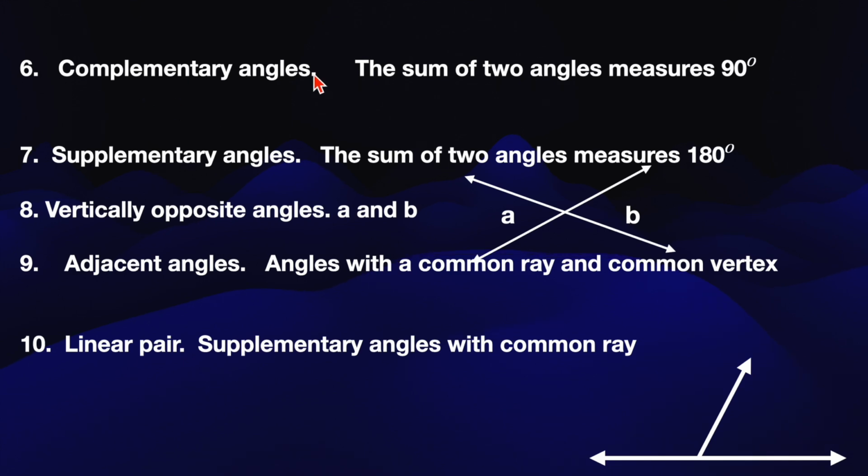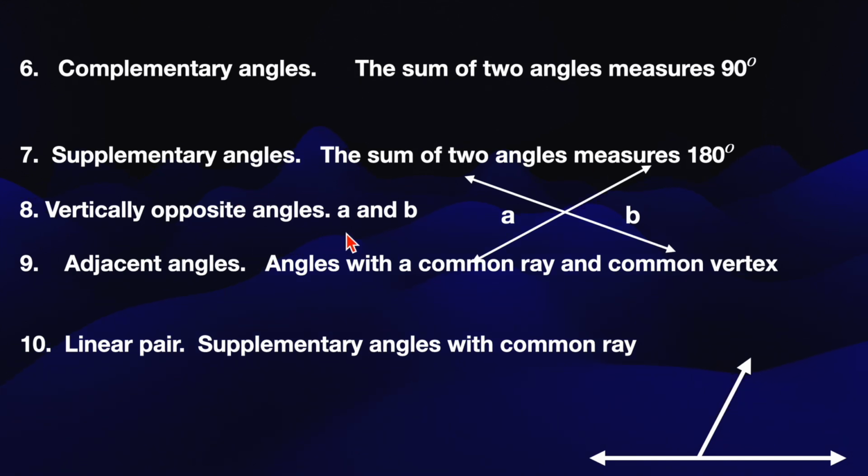Okay, complementary angles. So if there are two angles and the sum of these two angles is 90 degrees, then they are said to be complementary angles. Supplementary angles, the sum of the two angles should measure 180 degree. Then they are supplementary angles.